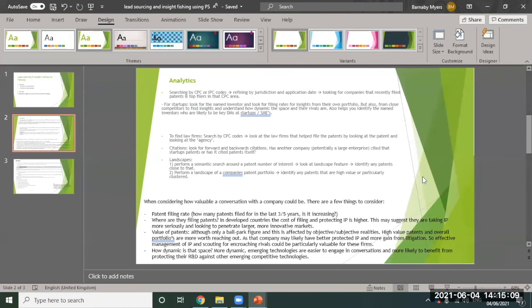For instance, if you're a small company and you see Siemens Gamesa has just patented or cited one of your patents, that could be of interest. And why have they cited it?